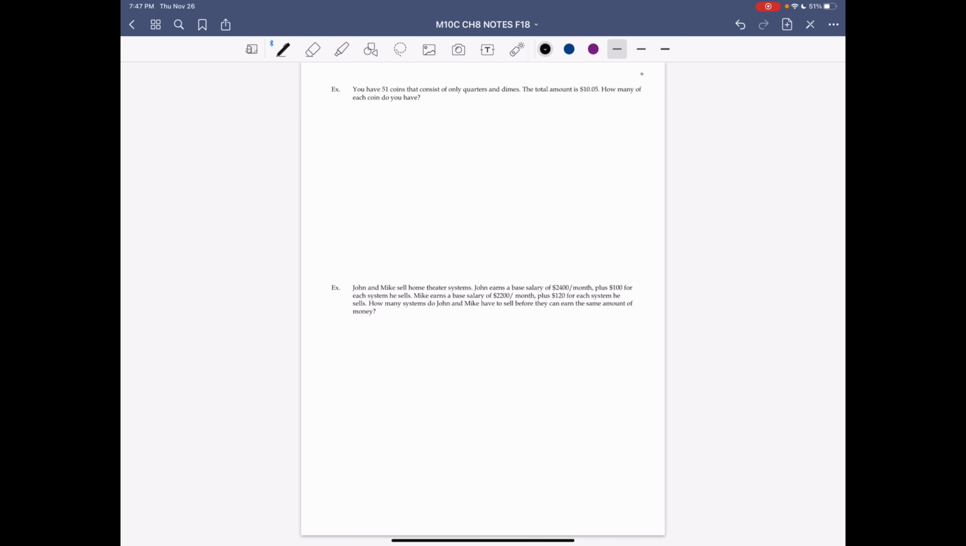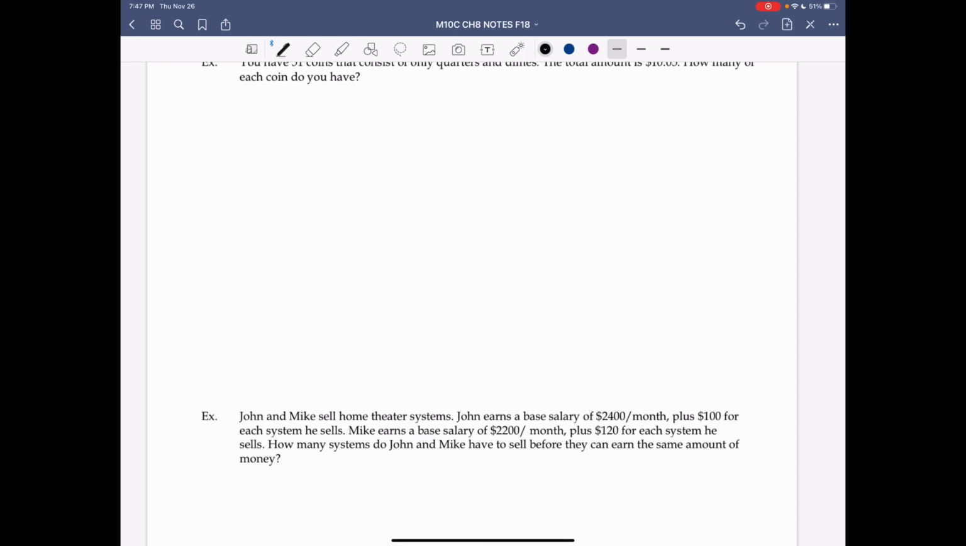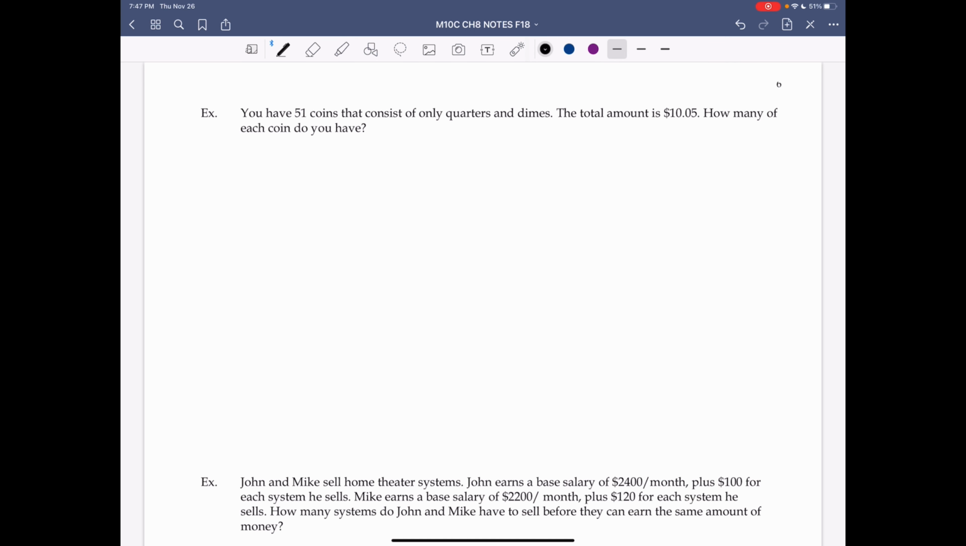You have 51 coins that consist of only quarters and dimes. The total amount is $10.05. How many of each coin do you have? So that question, how many of each coin do you have? That tells us what our variables should be. We have quarters and dimes. So D equals number of dimes and Q equals number of quarters.